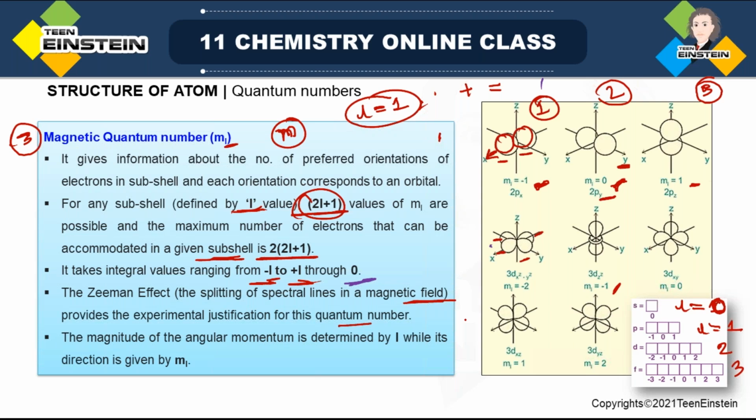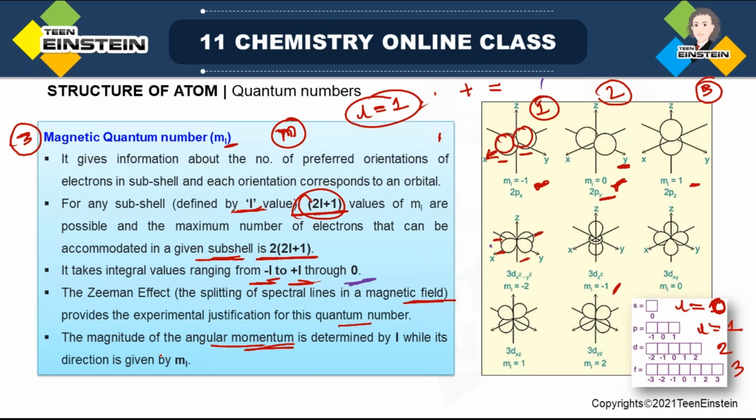This phenomenon is known as the Zeeman effect. So in a very simple way, you can explain the Zeeman effect with this magnetic quantum number. This effect basically provides the experimental justification for this third quantum number. One important application of ML is that you can get the angular momentum value. The magnitude of angular momentum you can determine from the L value, and if you want to know its direction, you can get that from ML.